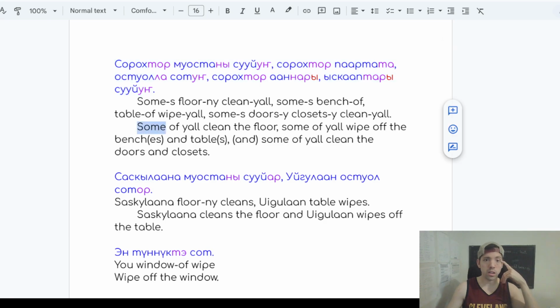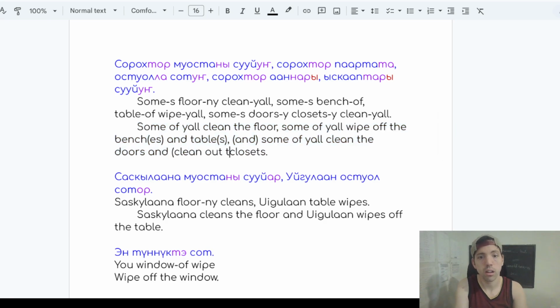Some of y'all clean, and again, this is a command. So some of y'all clean the floor, some of y'all wipe off the benches and tables, and some of y'all clean the doors and the closets, and clean out the closets, how we would say in English.